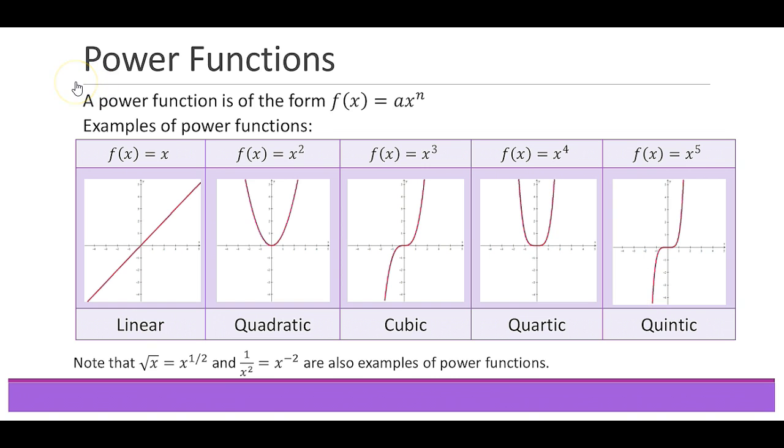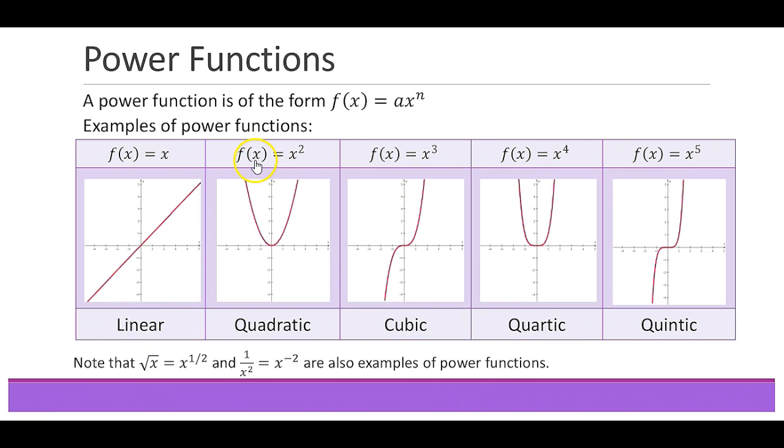Now we're going to look at a specific type of function called a power function. A power function is of the form f of x equals a times x to the n. So now we're going to look at some examples of power functions that are polynomials. The function f of x equals x to the first power is of the form ax to the n. I have 1x to the first power. That is a power function, which we know represents a line that passes through the origin with slope 1. So this is a linear function.